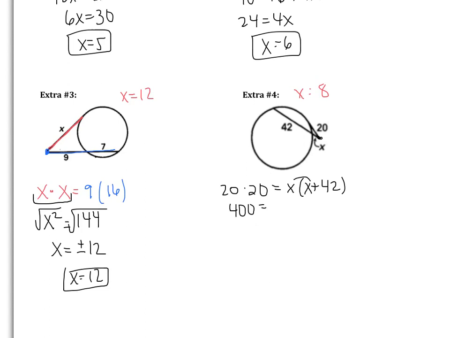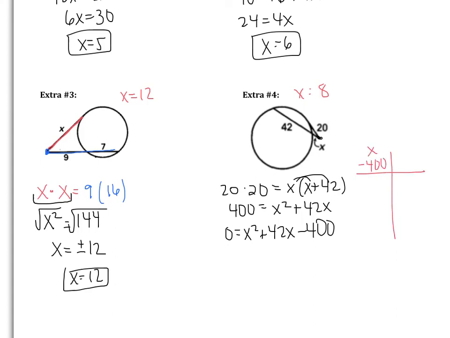On the right side, once I distribute my x, I get x squared plus 42x. Subtracting 400, I have 0 equals x squared plus 42x minus 400. Okay, and now I have to factor. I'm looking for two numbers that multiply to negative 400, but add to be 42. So multiply to negative 400, add to be 42.